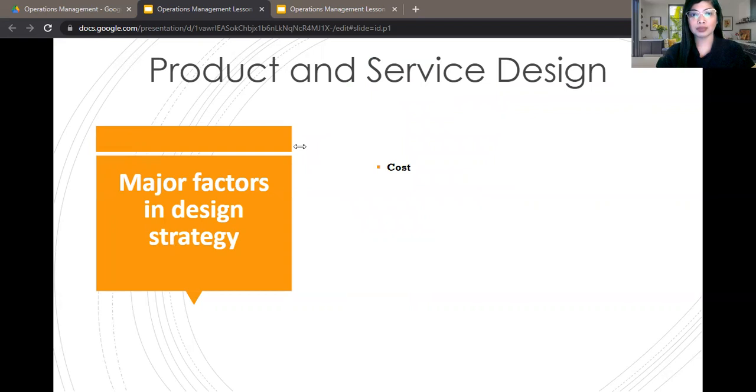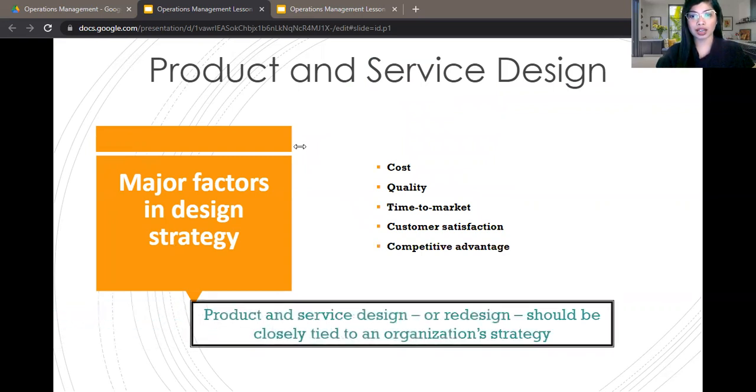Product or service design should be closely tied to an organizational strategy. It is a major factor in cost, quality, time to market, customer satisfaction, and competitive advantage. So again, the product or service design should be closely tied to an organization's strategy. Consequently, marketing, finance, operations, accounting, IT, and HR need to be involved. Demand forecast and projected costs are very important, as is the expected impact on the supply chain.